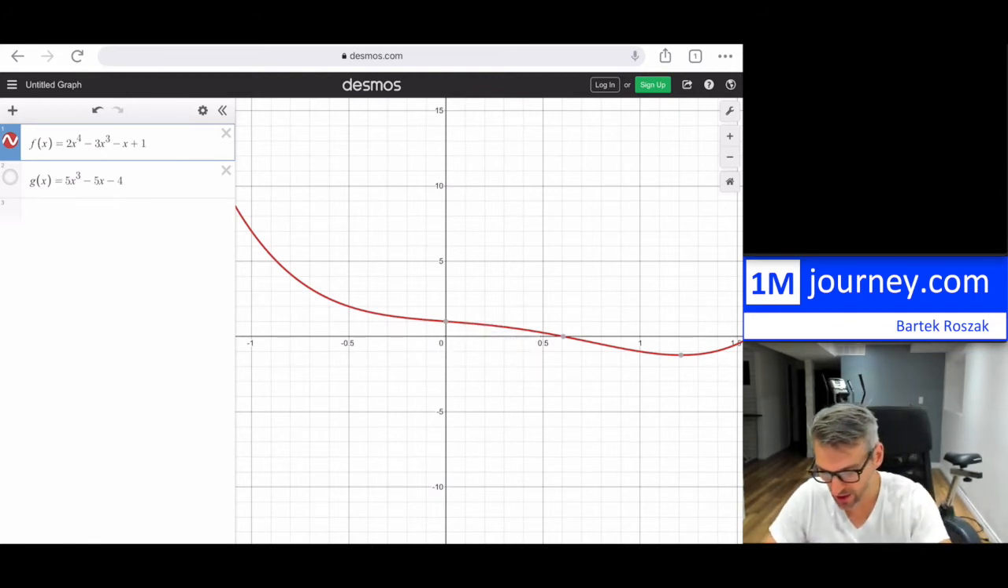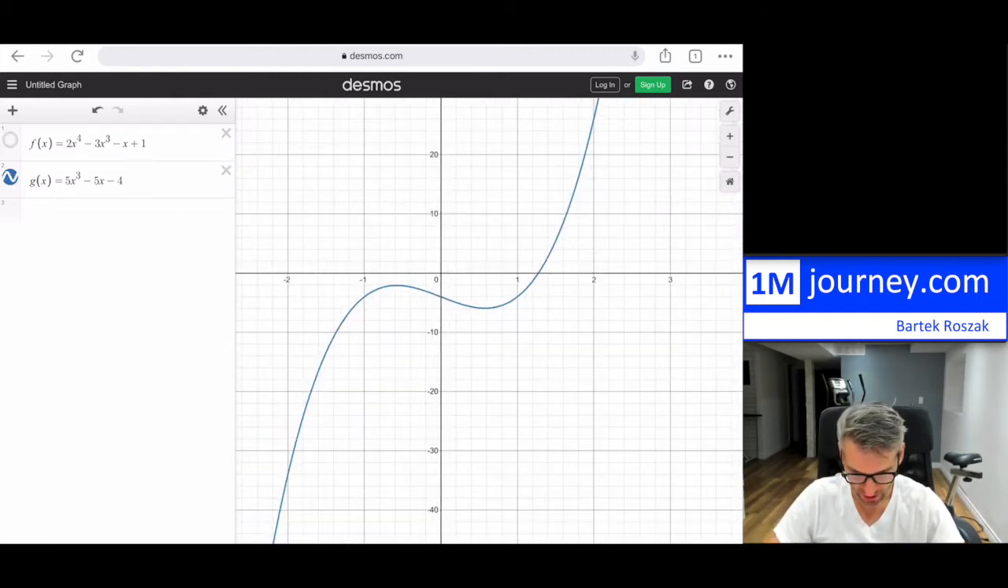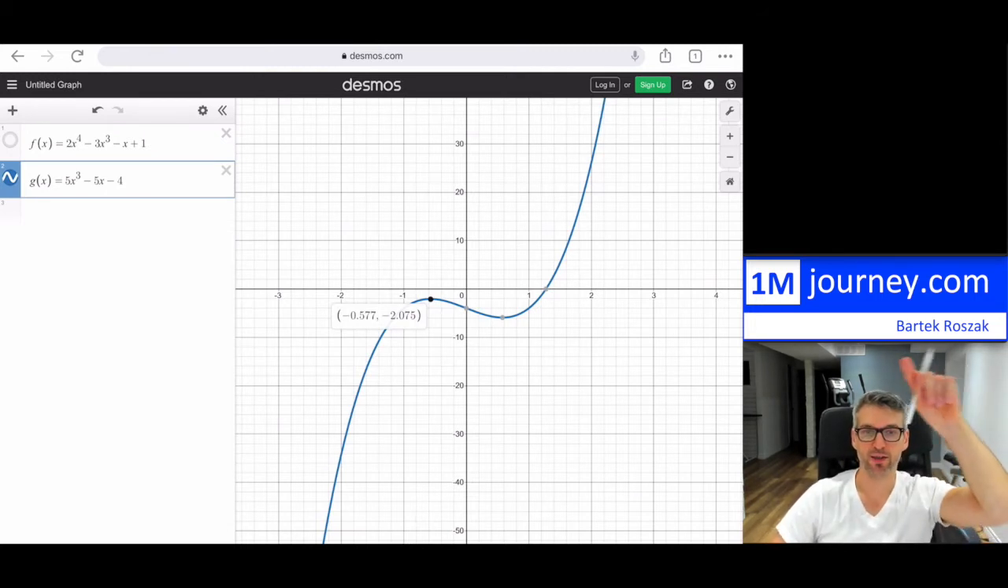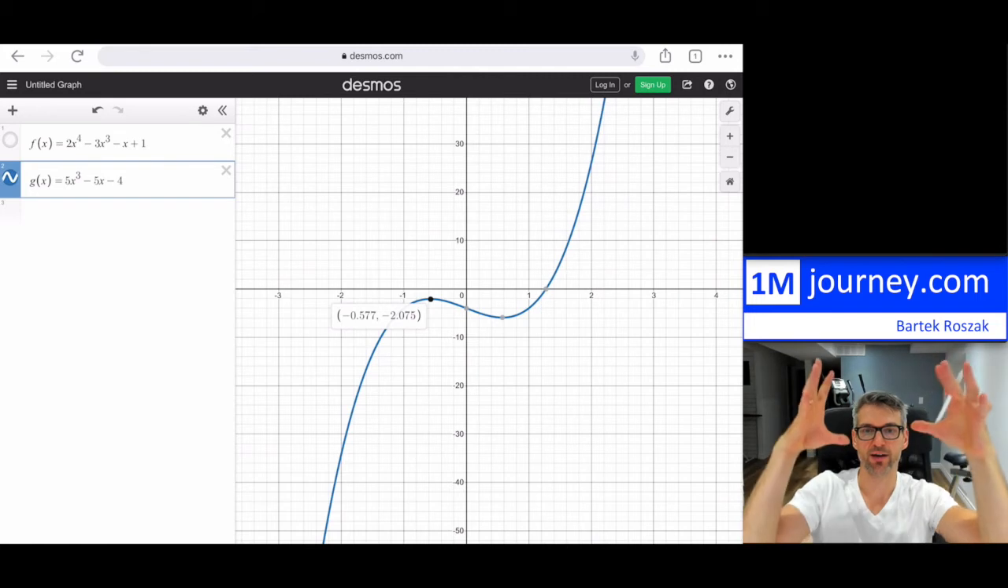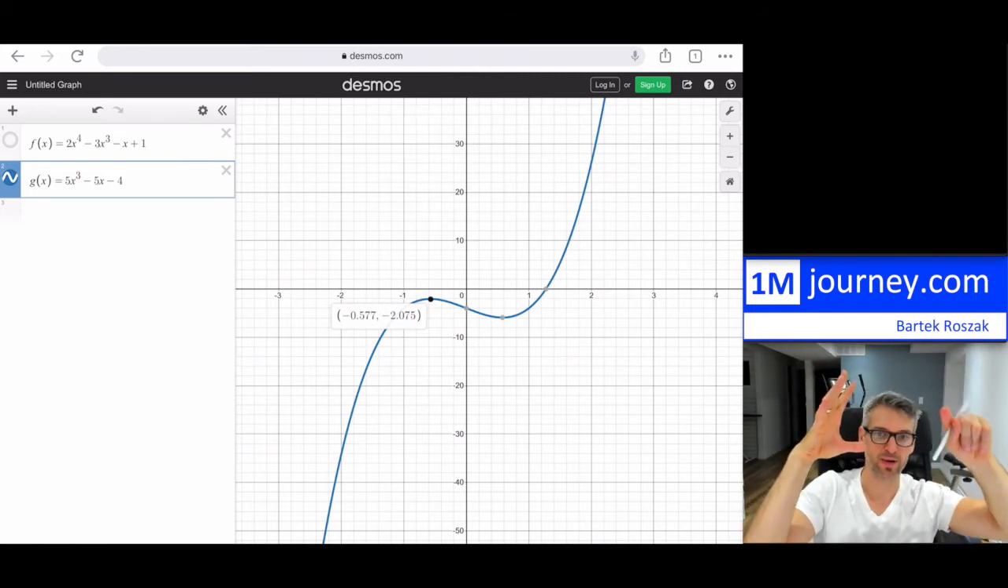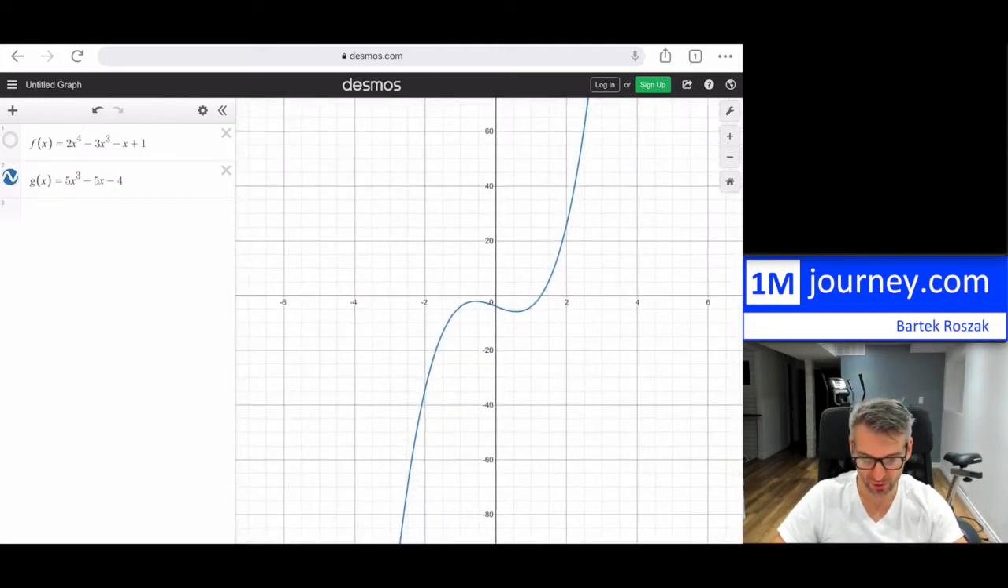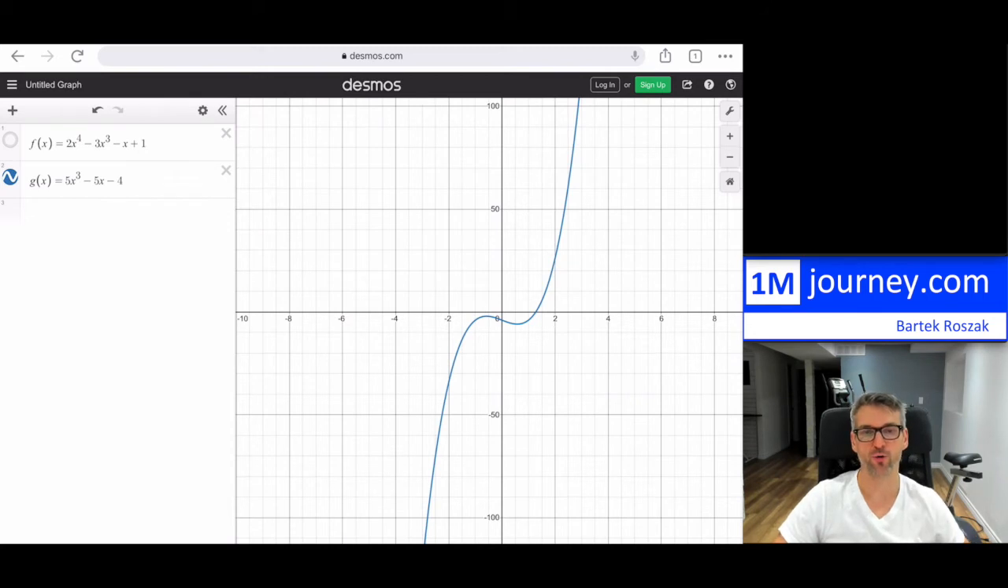There's no local ones. But for this one, there certainly are. So here is your local, that's your peak. That's your local max in that region, because then it goes up and then it comes back down. And then here, at this point right here, at 0.577, that is a local minimum, which is negative 5.925. Again, probably rounded. But there is no absolute maximum or minimum because it is of odd order, so it's going to skyrocket upwards and downwards. Okay? So that's what we have within here.